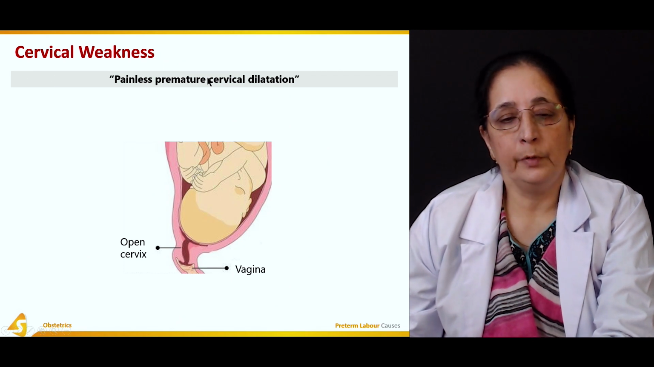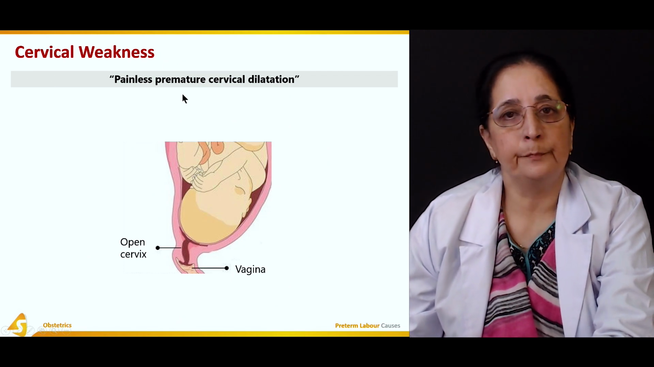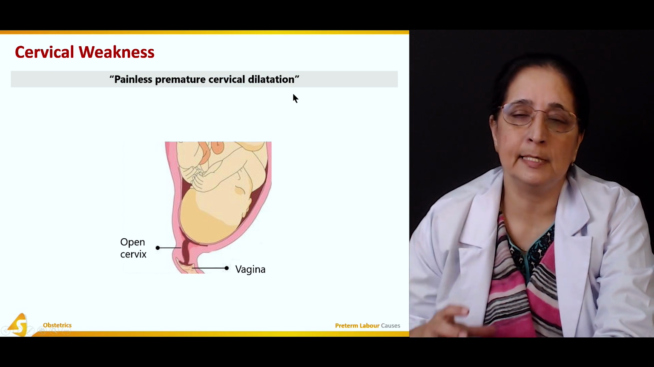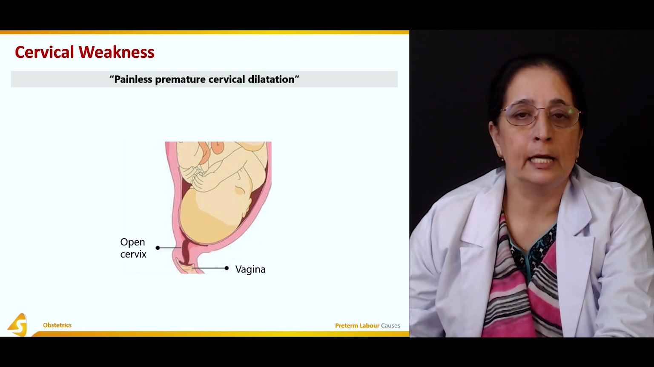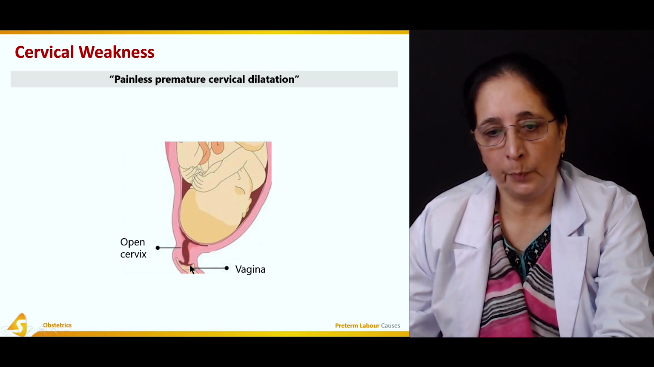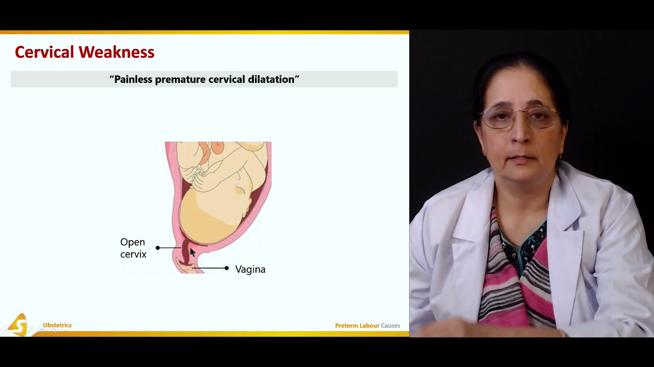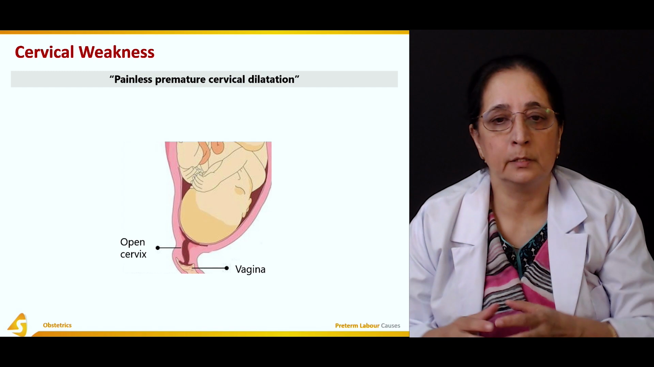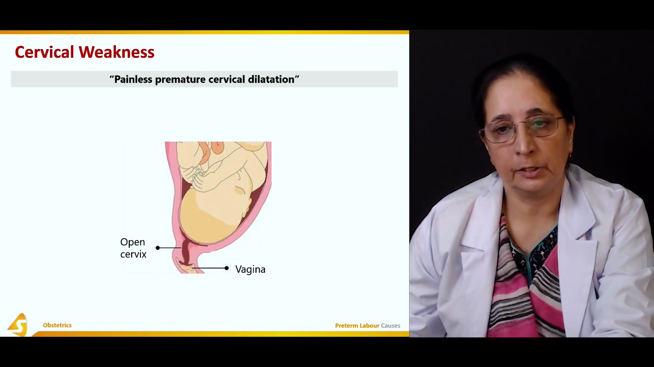Then cervical weakness is painless premature cervical dilatation. If the cervix is weak, it can cause cervical dilation. The cervix is open, this is the vagina. The cervix opens and begins to dilate, and it can cause premature onset of the labor.